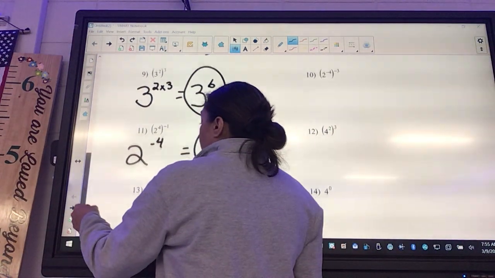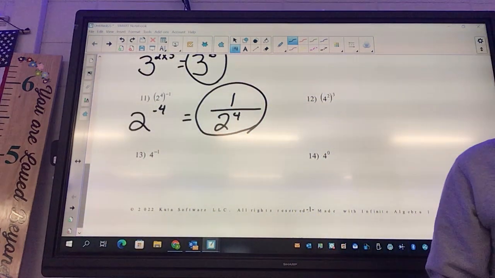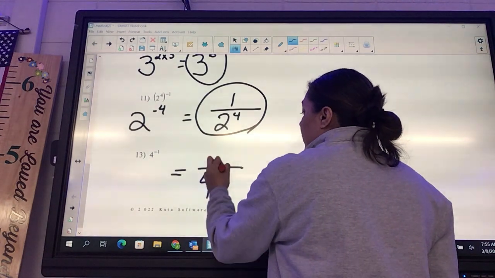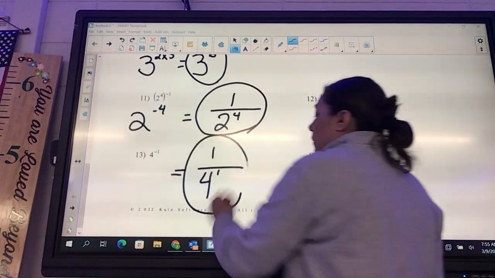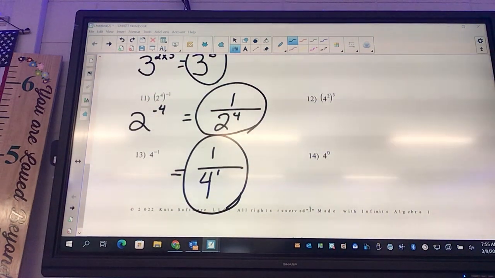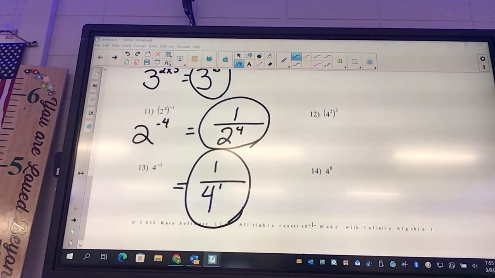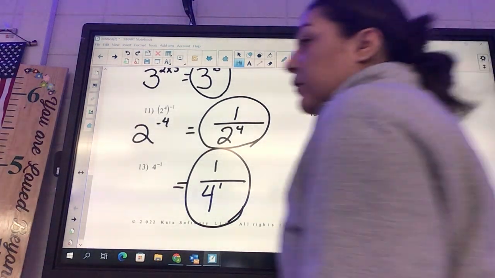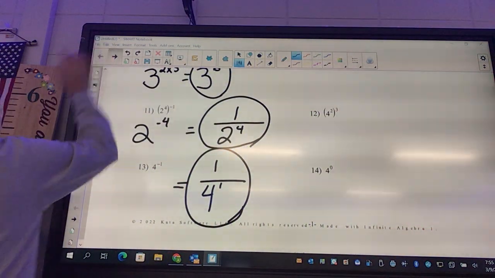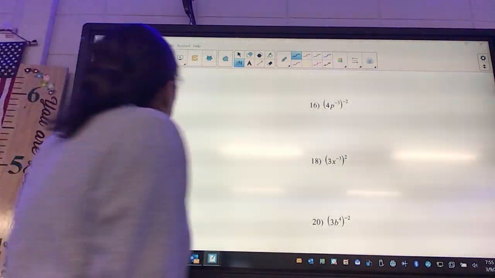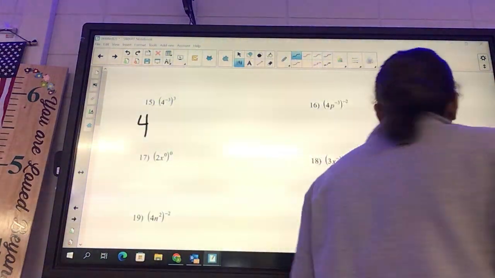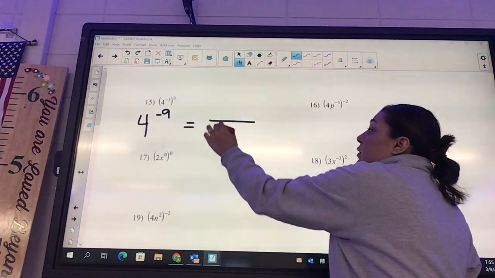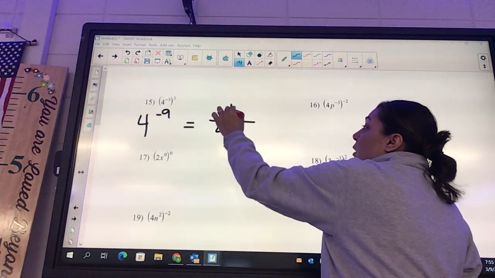Okay, 13, I got 4 to the negative 1. There's nothing to multiply, but you do have to take the 4 to the 1 on the bottom, and we put a 1 on top. Okay, 15, it's going to be 4 to the what? Negative 9. We got negative 3 times 3. So it's going to be 4 to the 9th and a 1 on top.